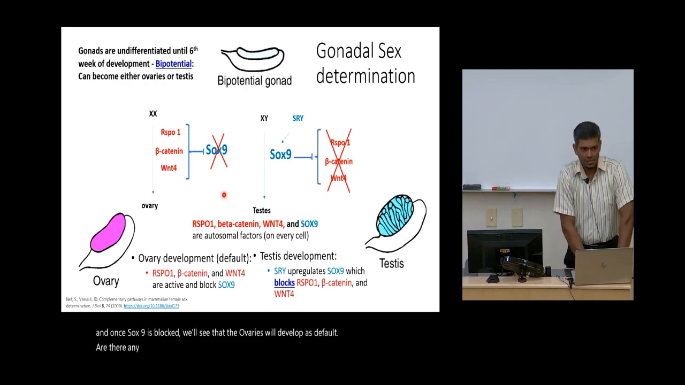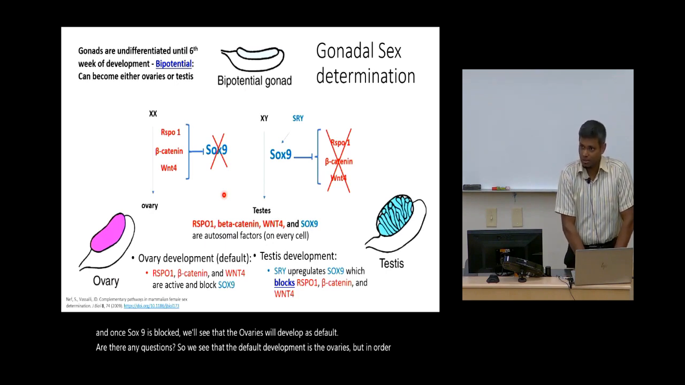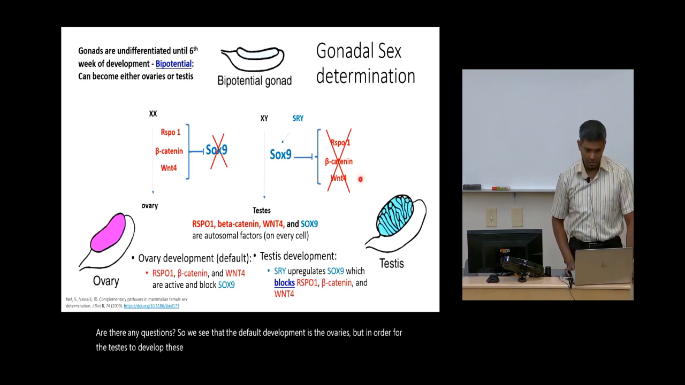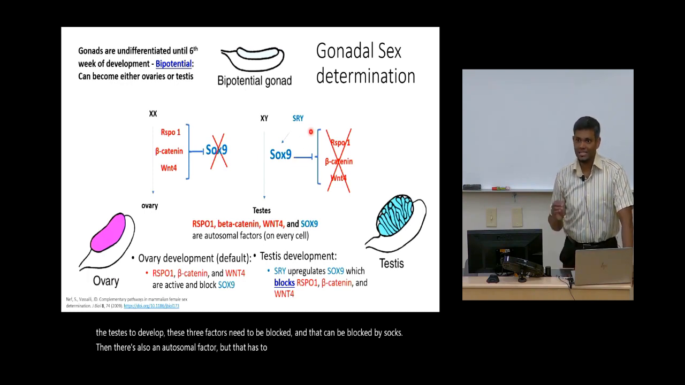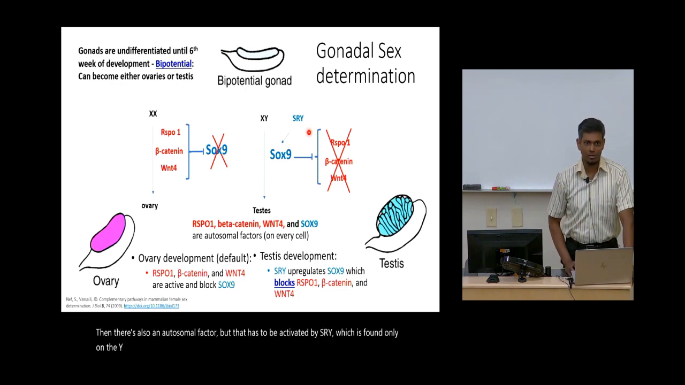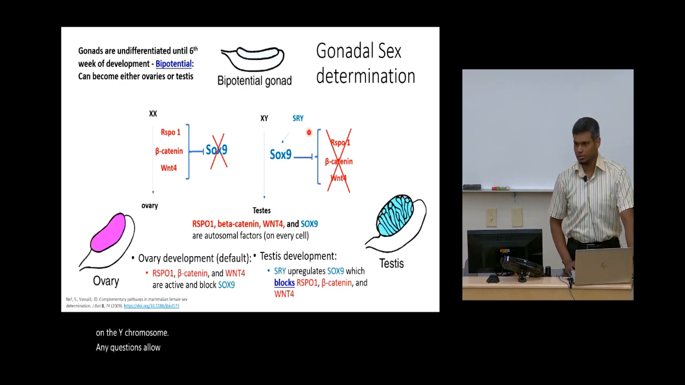Are there any questions? So we see that the default development is the ovaries, but in order for the testes to develop, these 3 factors need to be blocked, and that can be done by SOX9, which is also an autosomal factor, but that has to be activated by SRY, which is found only on the Y chromosome. Any questions at all, folks?